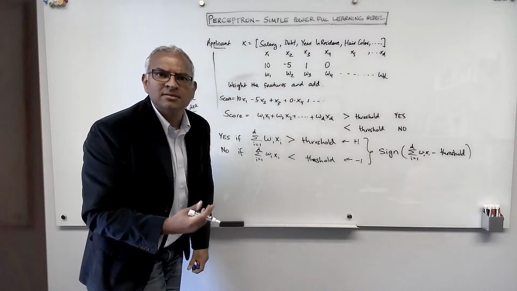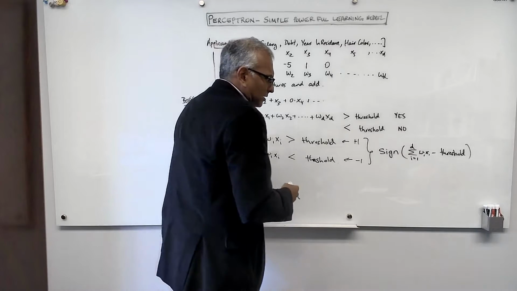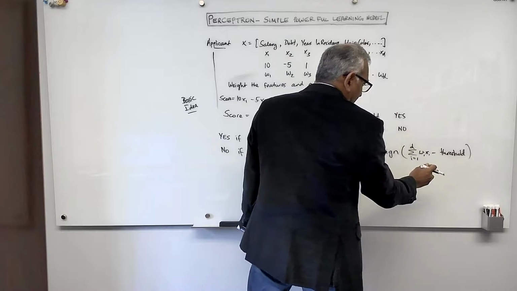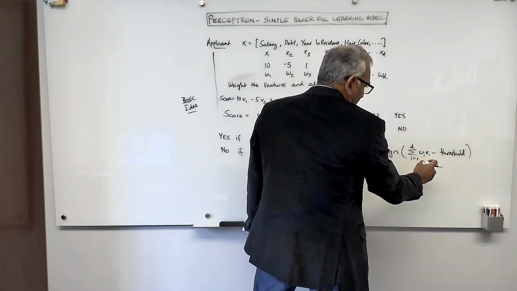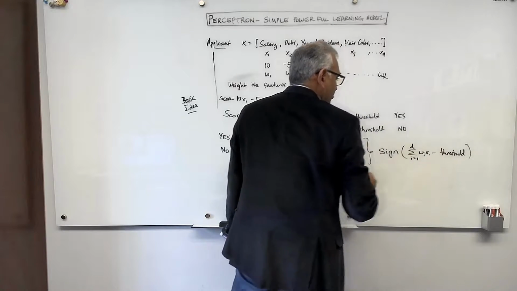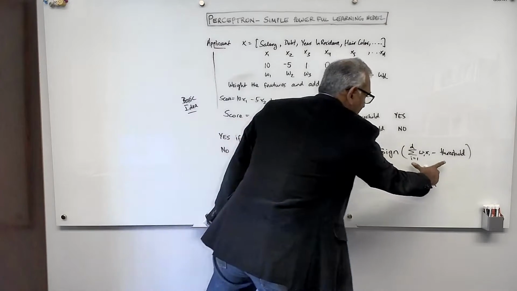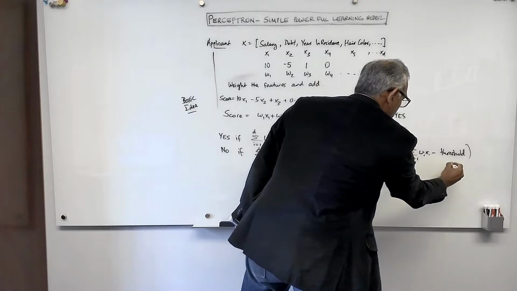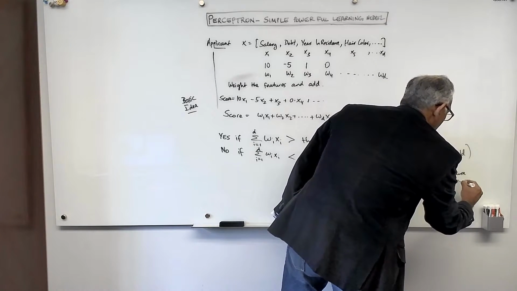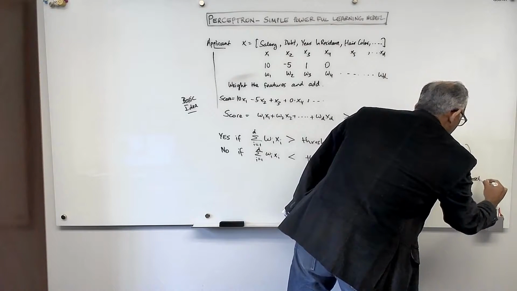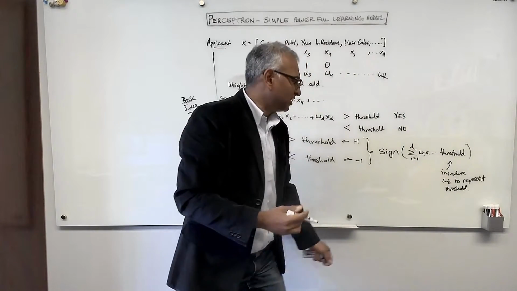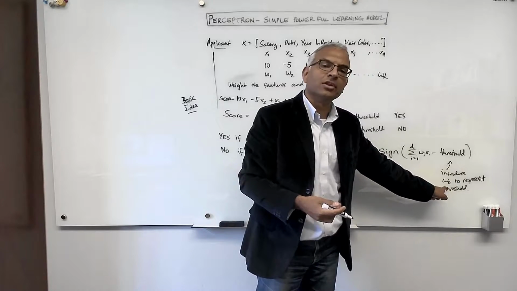Let me further simplify the form of this function by introducing another weight, W0, which is going to be related to the threshold. So observe that I can write this. Introduce W0 to represent the threshold, in the sense that if I tell you the threshold, it's equivalent to telling you W0.